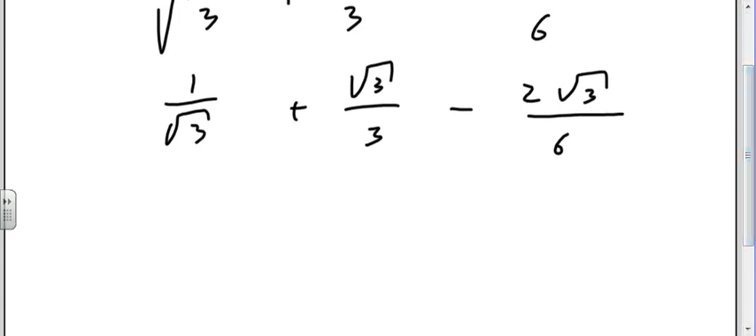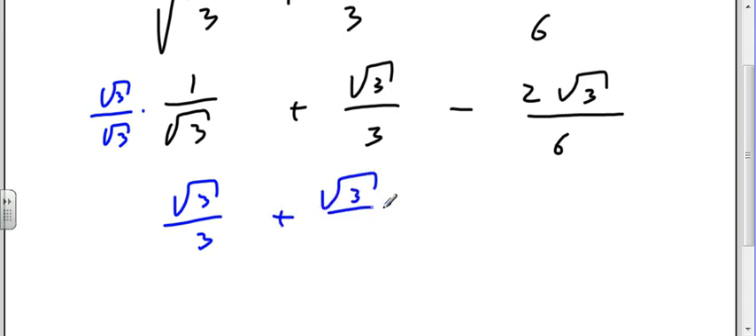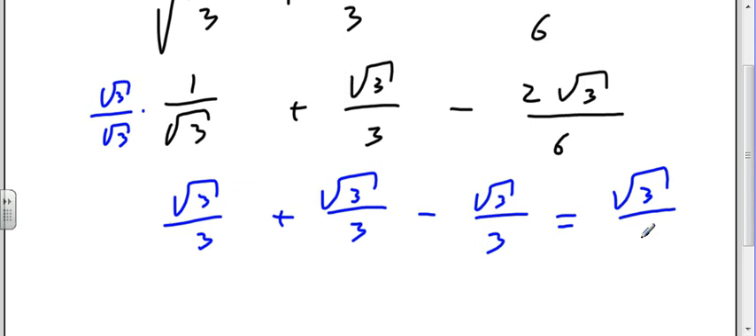All right, I need to rationalize the denominator. Multiply top and bottom by square root of 3. Square root of 3 over 3 plus the square root of 3 over 3 minus the square root of 3 over 3. Can I say the square root of 3 over 3 four times in a row with a straight face? Okay, so square root of 3 over 3 is my final answer.